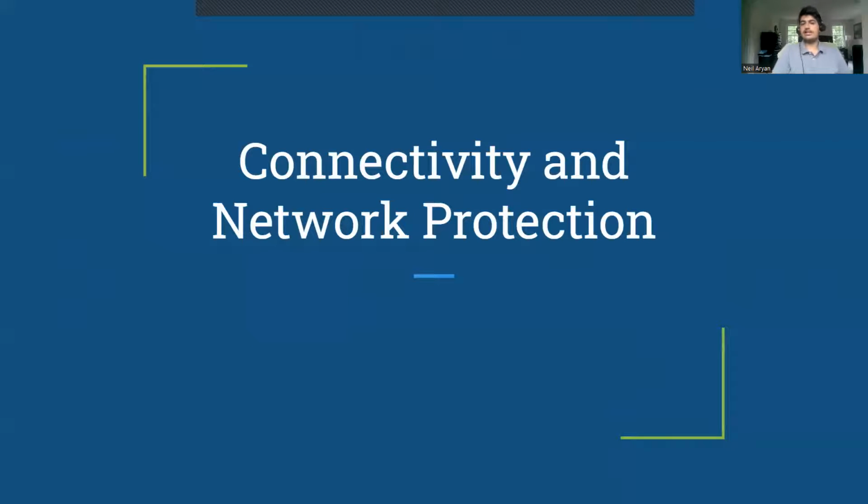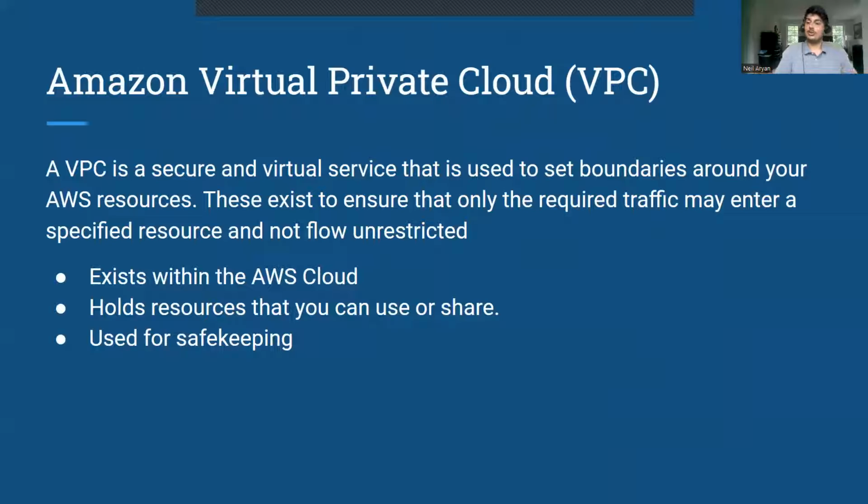Now, we can't really talk about connectivity without talking about the virtual private cloud. This is a secure and virtual service that is used to set boundaries around your resources. These exist to ensure that only the required traffic may enter a specific resource, so that traffic may not flow unrestricted into your resources. They exist within the AWS cloud, and they hold resources that only you can use or resources that can be shared with other people. It can also be used for safekeeping, which means you can store valuable and confidential data in these so that people that don't have specified access can't access them.